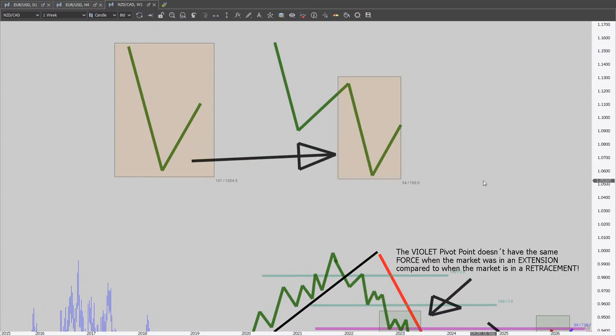It's the beginning of consolidation. Yes, now this is a different story. Okay.